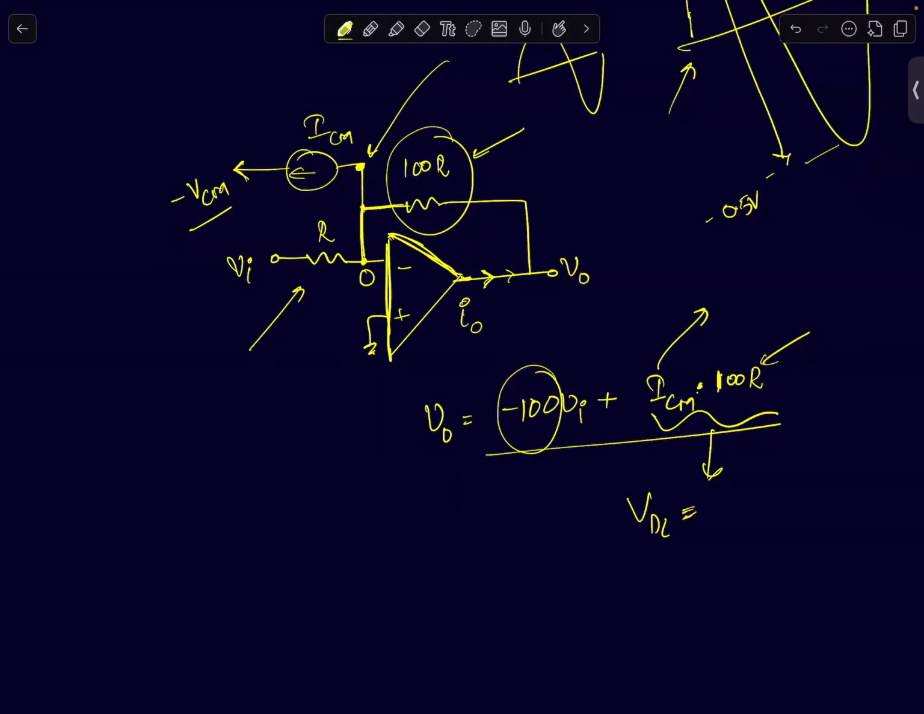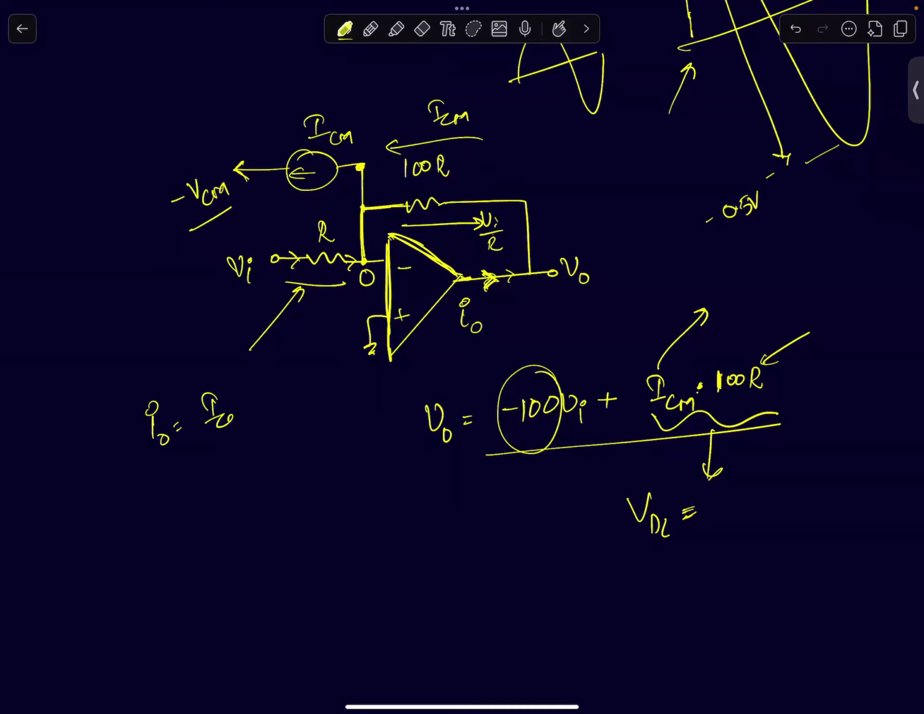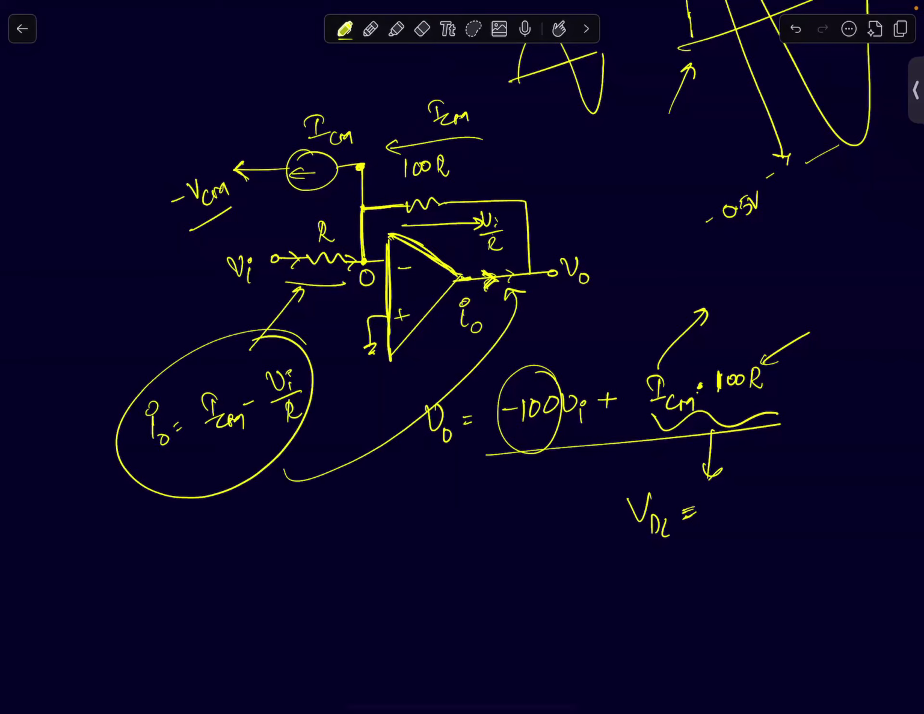So it's supplying, think like this. You have a current VI by R flowing in this direction. Okay. And that current flows through this resistor, which is VI by R. You also have ICM, which is flowing through this resistor in the opposite direction. So the total current that the output supplies is ICM minus VI by R. So your I naught equals ICM minus VI by R. This here is the total current that this guy supplies.